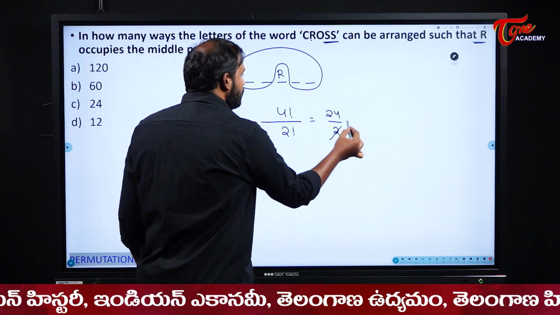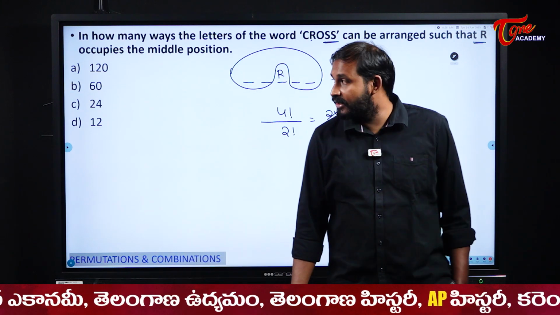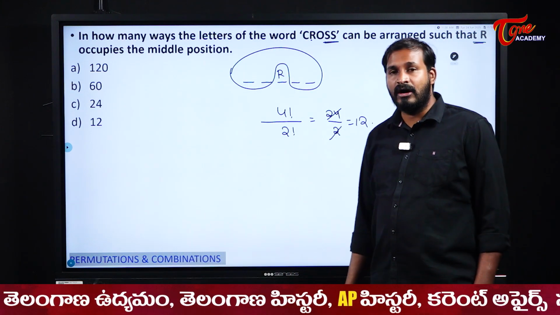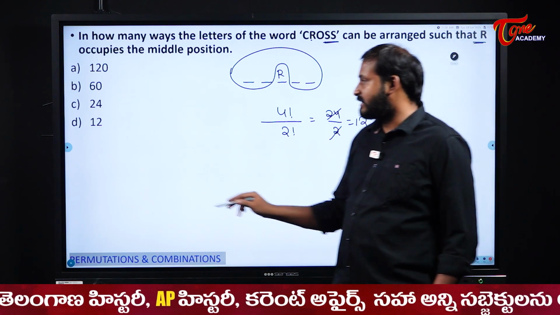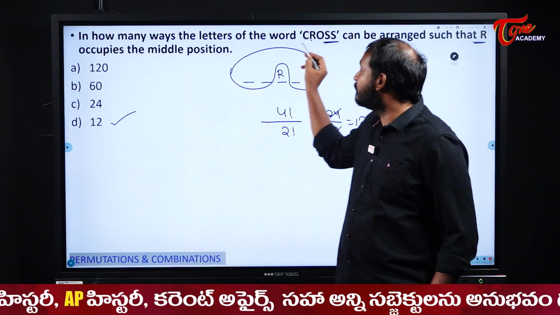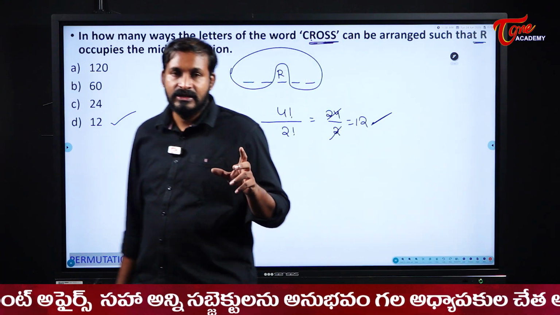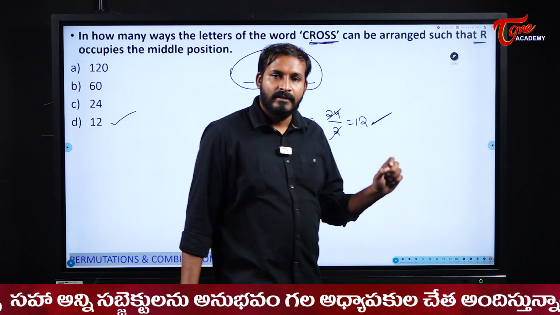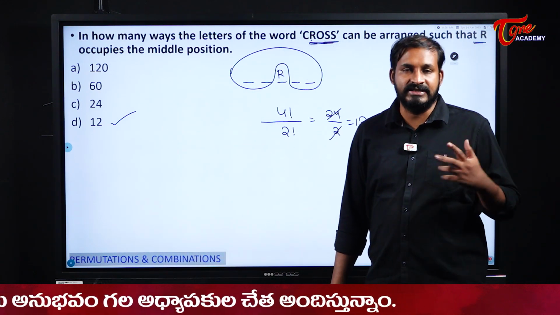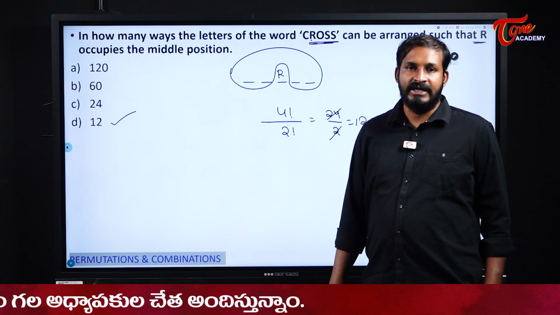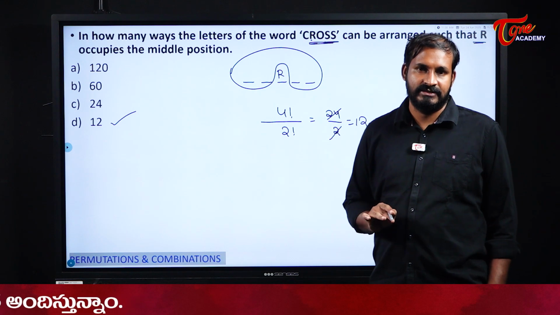So our answer here becomes 12. That means we can arrange the letters of the word CROSS such that R always occupies the middle position in 12 different ways. Please keep an eye on these repeated letters, students. The process is the same, but you should be very careful whether any letter is repeated or not, observe it, and then immediately write it in the denominator.